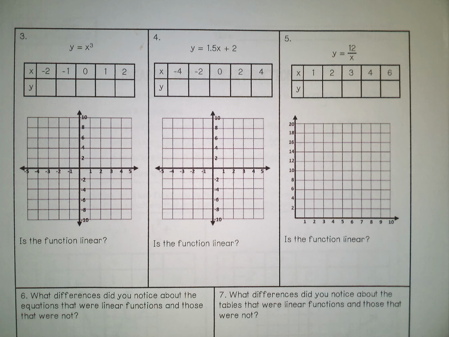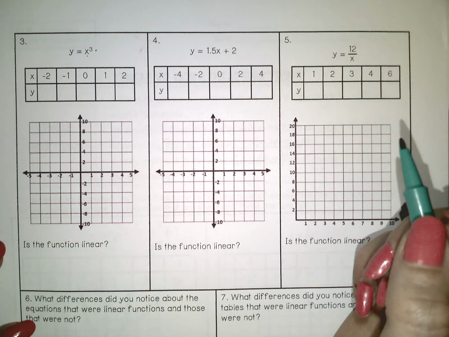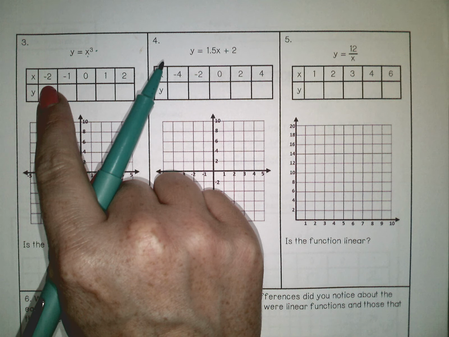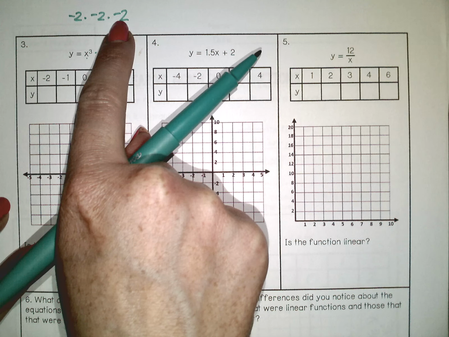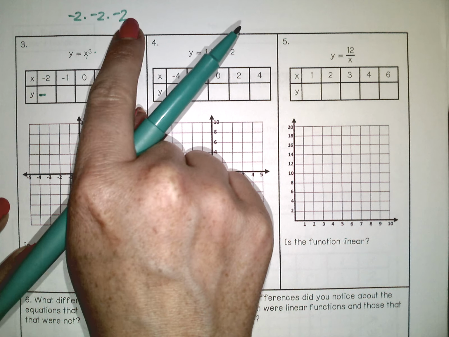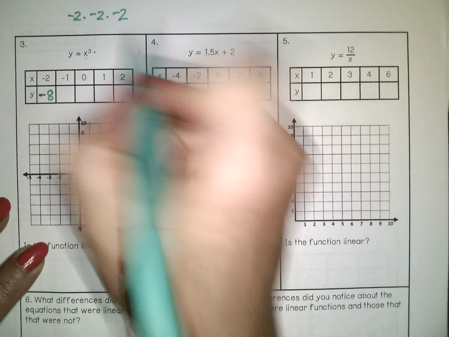1 cubed is 1. 0 is nice. 0 times 0 times 0 is always 0. 1 cubed is 1 times 1 times 1, which is 1. 2 cubed, 2 times 2 times 2. 2 times 2 is 4. 4 times 2 is 8. Okay, so is this a function? The answer is yes. Every x value has its own y value. Is it a linear function?